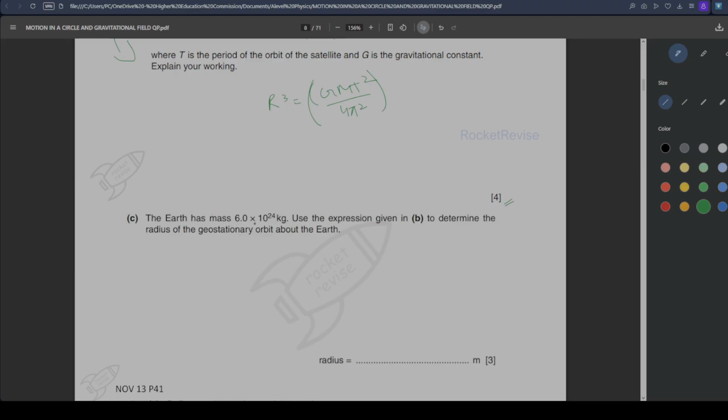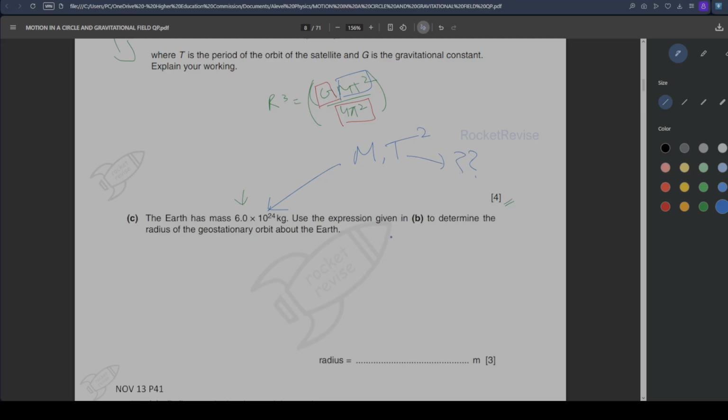The Earth has a mass of 6.0 into 10 power 24. Use the expression given in B to determine the radius of the geostationary orbit about the Earth. तो अब इन्होंने हमें बता दी है कि Earth का mass कितना है. तो अब if you look at this specific formula, हमारे पास constant कौन से हैं? G is a constant, 4 pi square is a constant. So the only variables in this specific formula are m and T, ठीक है. m और T squared. m की वैल्यू it's over here, T squared की वैल्यू we don't know.